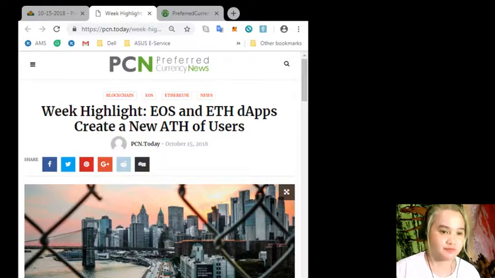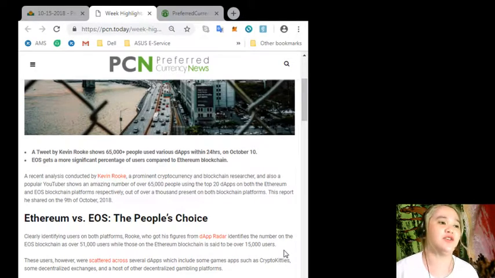Okay, so again, for today's news, week highlight: EOS and ETH dApps create a new ATH of users. Now, a tweet by Kevin Rook shows 65,000 plus people use various dApps within 24 hours last October 10. Now, EOS gets a more significant percentage of users compared to the Ethereum blockchain. Congrats, EOS!